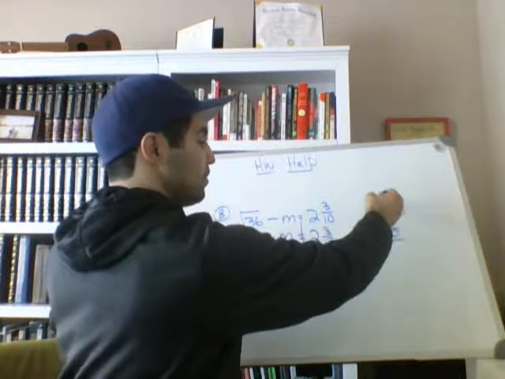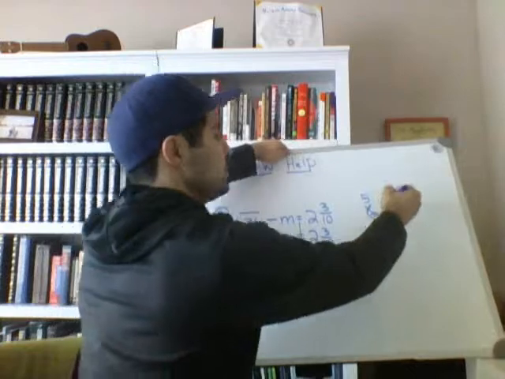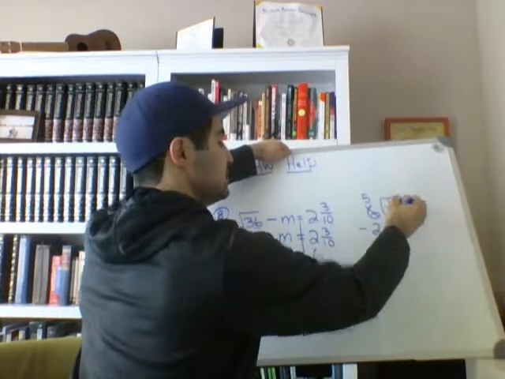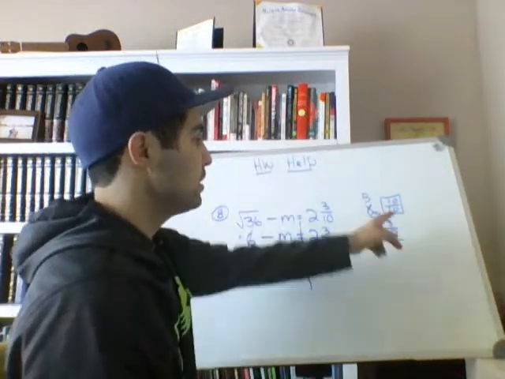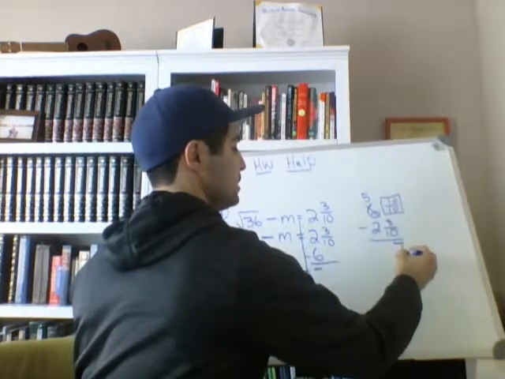Okay, so I'm gonna borrow from the 6. That's gonna be 5, and I'm gonna use 10/10 as my 1. All right. So 10/10 minus 3/10 is gonna be 7/10.